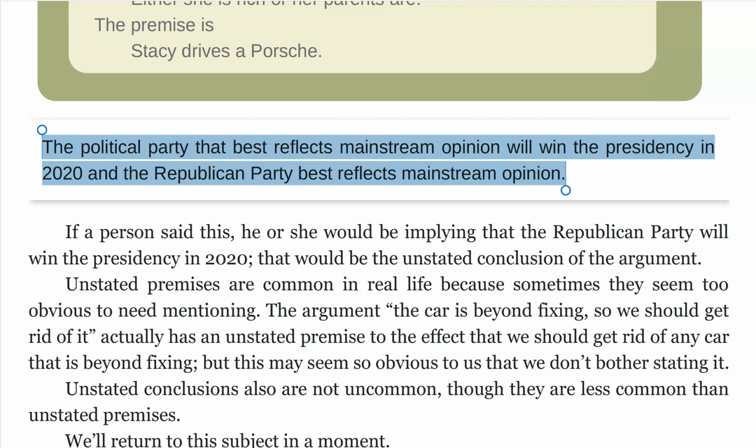So we can tell that there is an unstated conclusion in this just by looking at the fact that one of these does not lead to the other. We know they're both premises for an unstated conclusion, right? It's implied, which is that the Republican Party will win presidency in 2020. And if you just step back for a moment and look at these things this way, you'll find yourself much more able to engage with them.